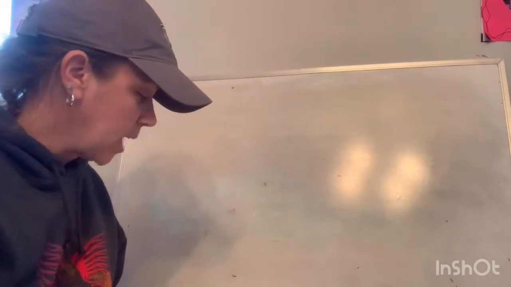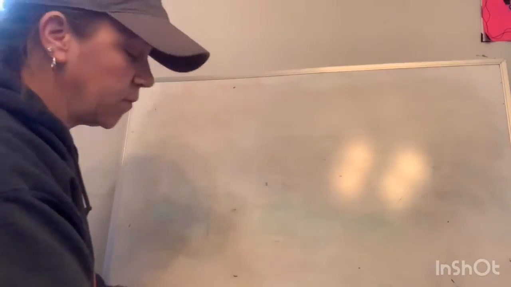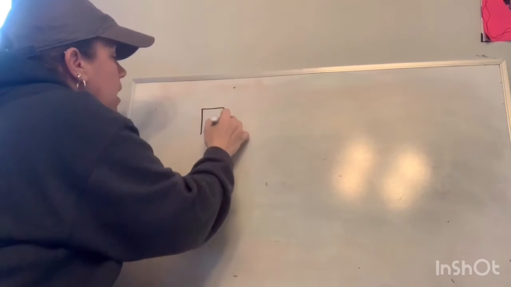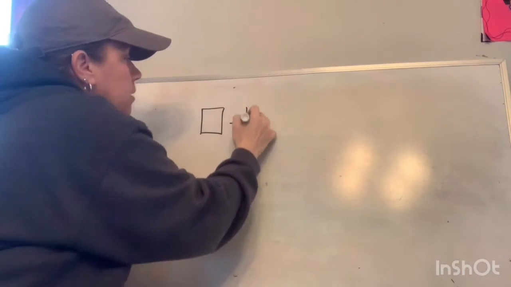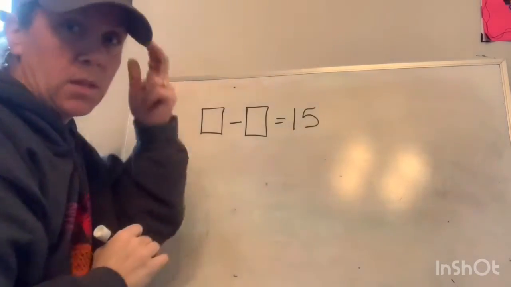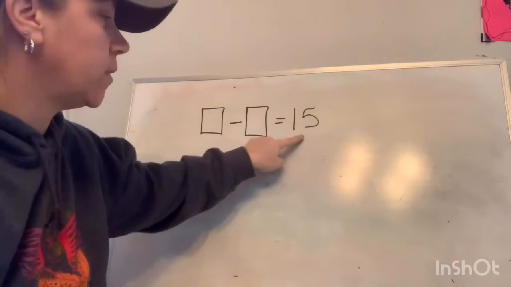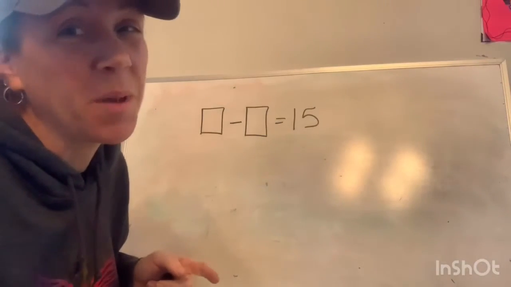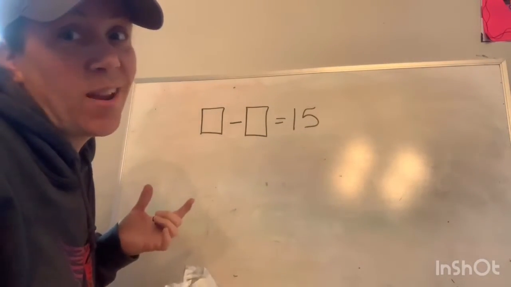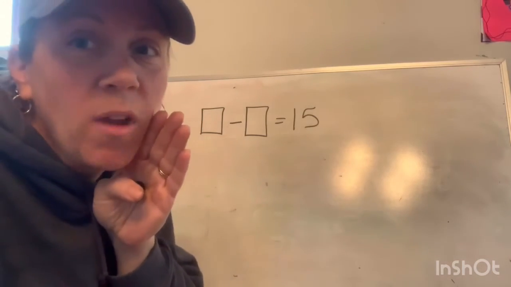So my problem says the difference of two numbers is 15. So I'm going to represent the situation. I'm going to say this number minus this number equals 15. The difference of two numbers is 15. Now I'm going to show you this real quick because you guys are big and you're really good at math and I think you're ready for this. Don't tell the 6th graders.